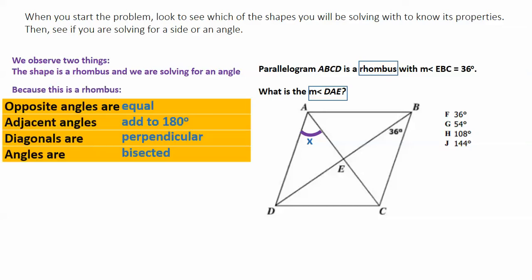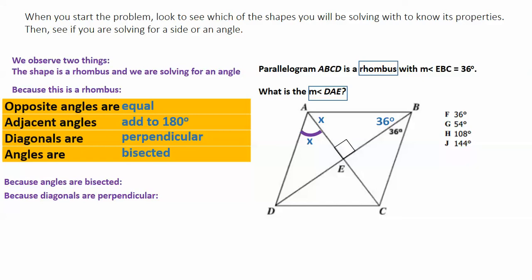Because this is a rhombus, opposite angles are equal, adjacent angles add to 180 degrees, diagonals are perpendicular, and angles are bisected. All of the rules that we've learned from before. Because angles are bisected, we're going to find that if DAE equals X, then EAB is also X. And if EBC is 36 degrees, then angle ABE will also be 36 degrees. Now, let's use the fact that our diagonals are perpendicular. That is, our diagonals hit each other at 90 degrees.